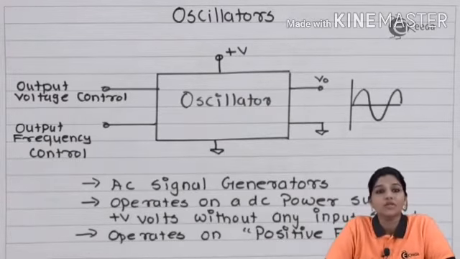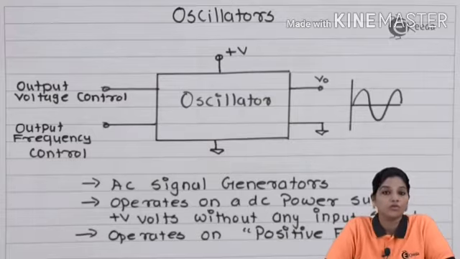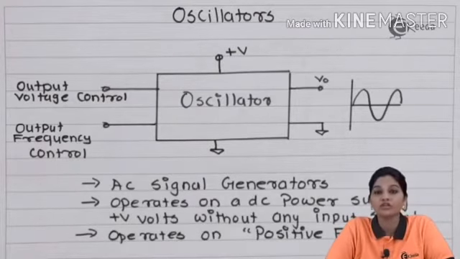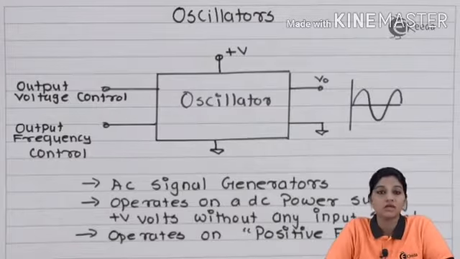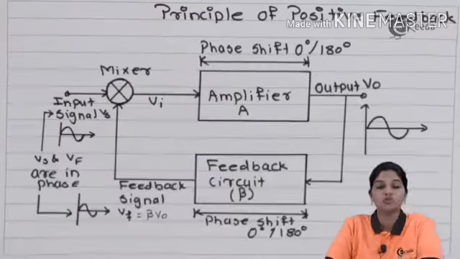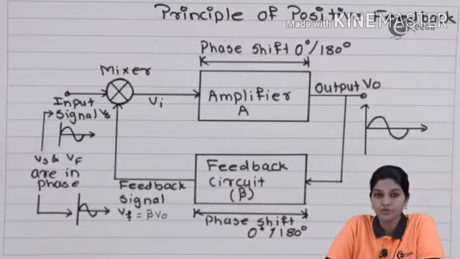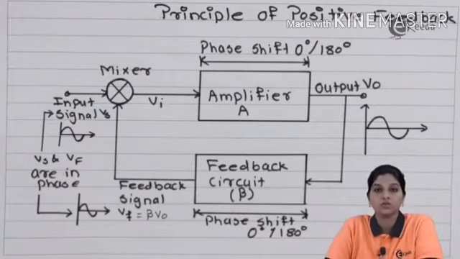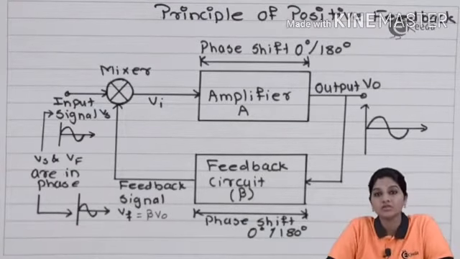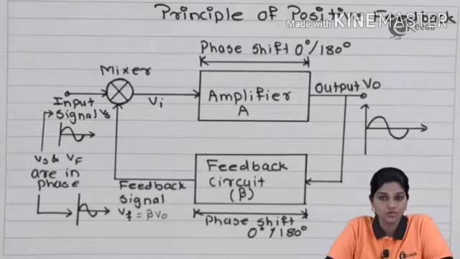Negative feedback has a number of advantages over positive feedback. But when we are talking about oscillations, we need to use positive feedback in the circuit. Now let's first understand the concept of positive feedback by using a block diagram. To understand the concept of positive feedback, we will use a block diagram which is also called the block diagram of an oscillator. So basically an oscillator is an amplifier with positive feedback.